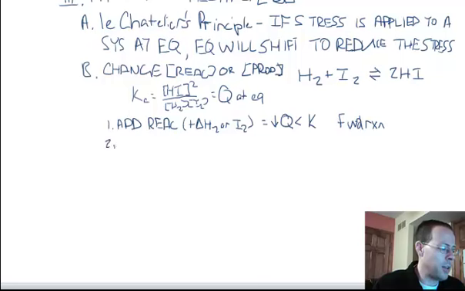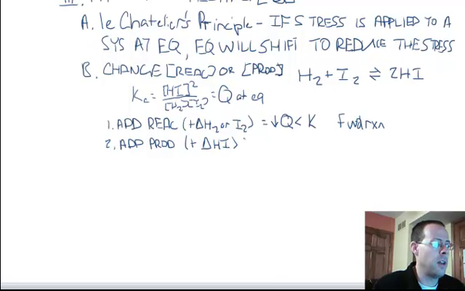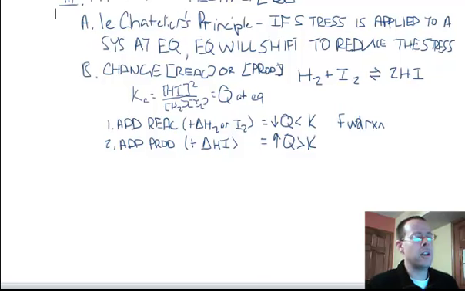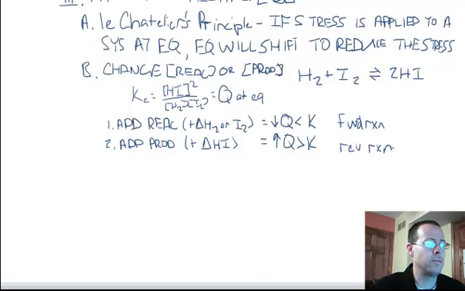Okay? The second thing we can do is we can add product. Alright, so in this case we would be positively changing HI concentration. And if we positively change HI concentration, it means Q is going to get larger, or Q is going to be greater than K. So how can we get Q to be a smaller number? Well, we're going to need to increase our denominator values, and our denominators are our reactants. So we might say that the reverse reaction is favored. Okay? A couple other things can happen: we might remove reactant. So instead of adding reactant, we might be able to remove part of our reactant.